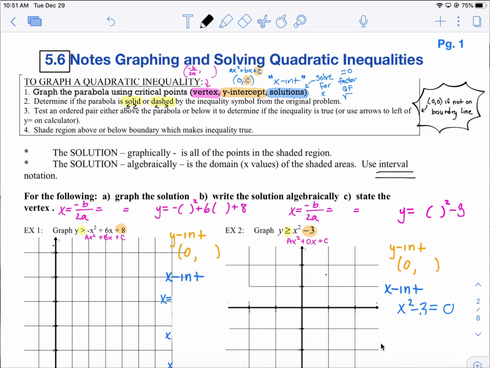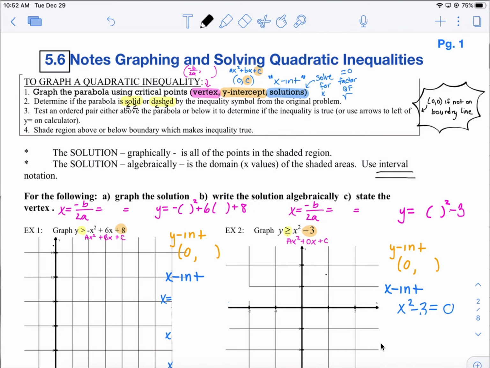The notes for 5.6. Today we're going to be graphing and solving quadratic inequalities. I know that there's not a ton of space to write on here, so if you do need a separate sheet of paper, feel free to grab one. Also, I'm going to be going quickly, so it's not a long video, but if you need more time to write something, pause it, write what you need to write, or rewind it and play it back again so that you know what you're looking for, okay?